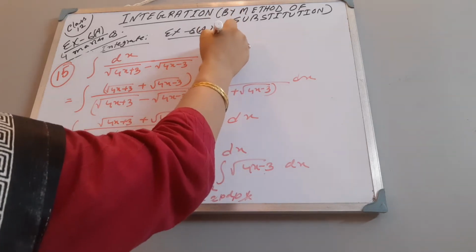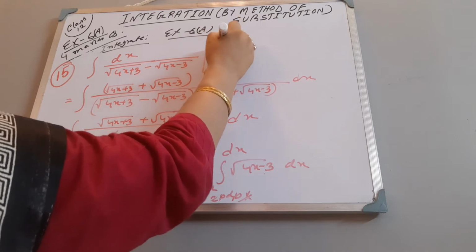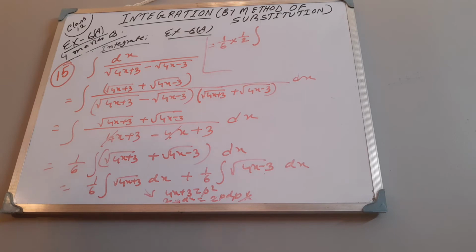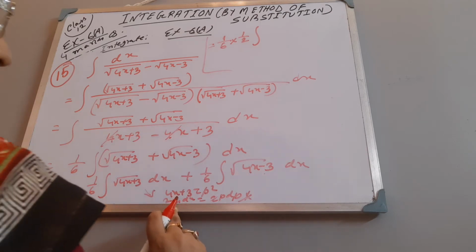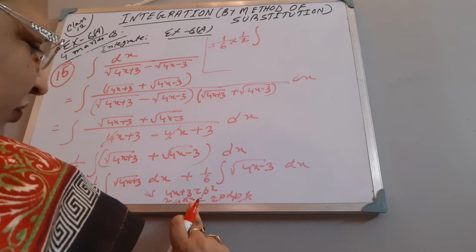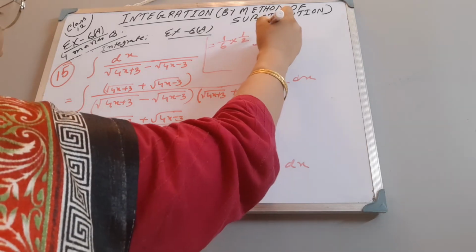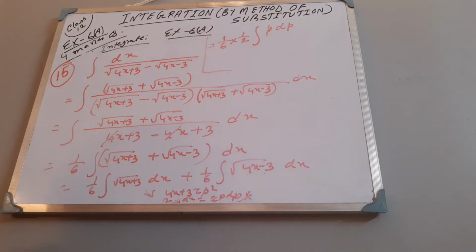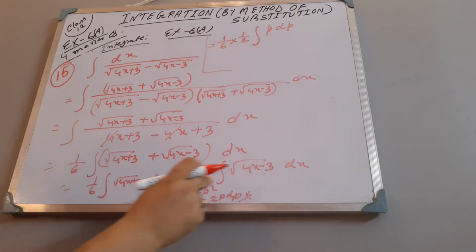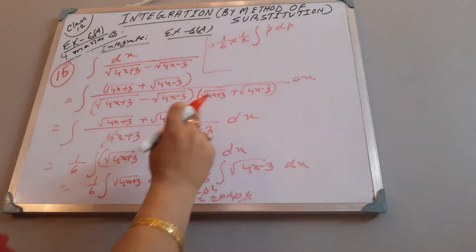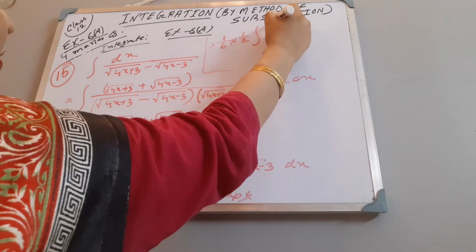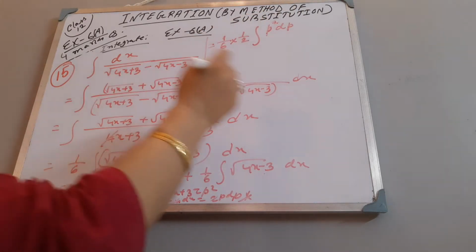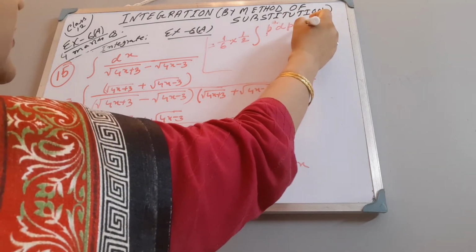With 1 by 6 already existing outside, it is 1 by 6 into 1 by 2 integral. Instead of dx we write p by 2 dp, so only p dp. And what about square root of 4x plus 3? 4x plus 3 is equal to p square, so the square root is again only p. So p into p gives us only p square.